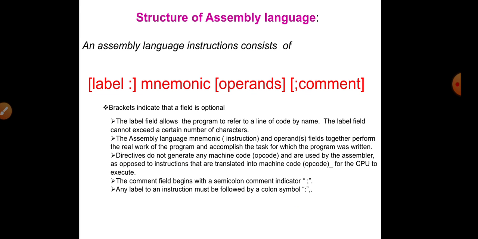The first field is the label field. The label field allows the program to refer to a line of code by name. The number of characters supported in the label field depends upon the assembler. For that you have to check the rules of the assembler you are using, and the maximum number of characters it supports.